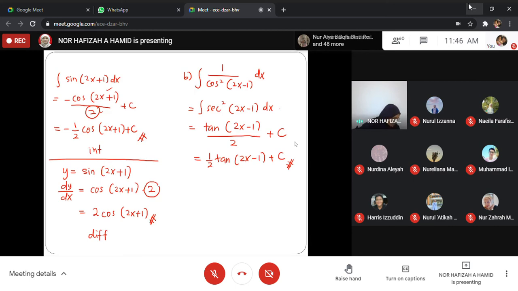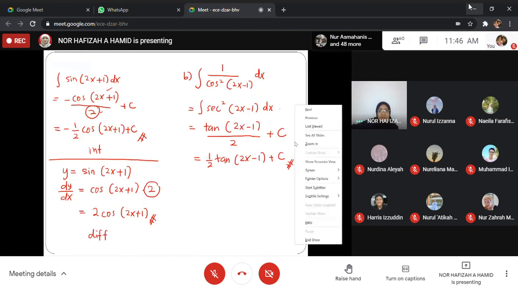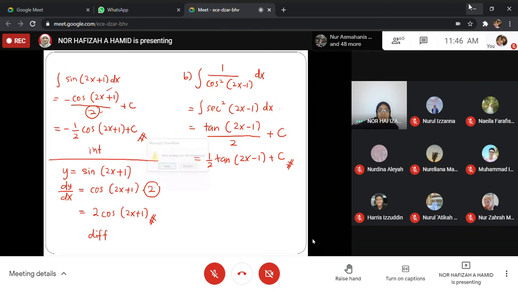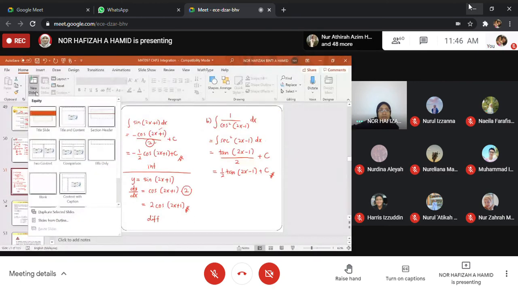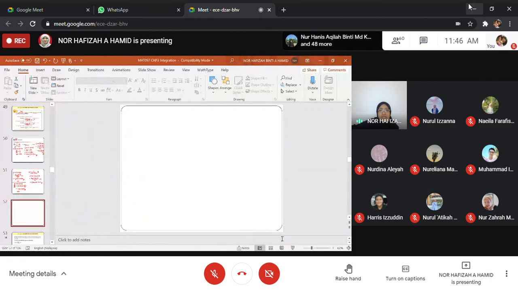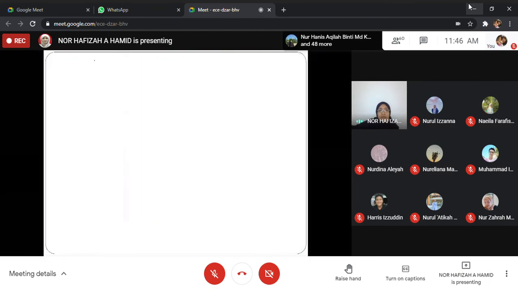And last for C. Okay, so for C you have, okay, so C equal to integrations of 2 over x cubed times with cos 1 over x squared.